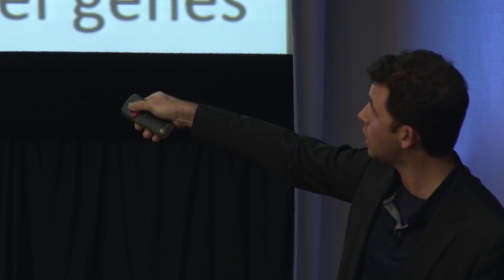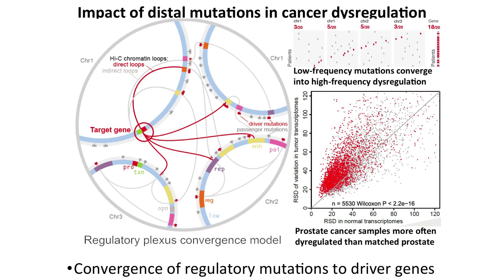So for every gene, he built its regulatory plexus, connecting it through Hi-C interactions to all of the regulatory elements annotated based on the chromatin state in the whole genome. And he then asked, even though across different patients, each mutation may disrupt only one of these elements, do I see convergence and recurrence of the same network being repeatedly dysregulated across patients?